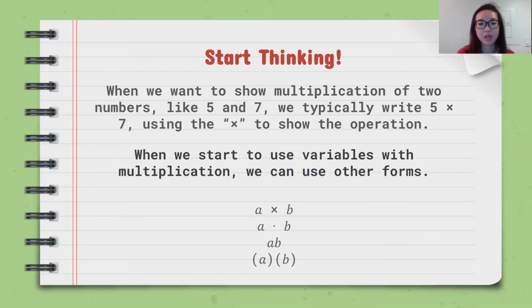We have on the screen just AB, but that could get confusing later on because you can mess up the numbers, but that's also another way. And then my personal favorite way is doing the parentheses. So I have parentheses A, close parentheses, parentheses B, close parentheses. That also means multiplying A and B.